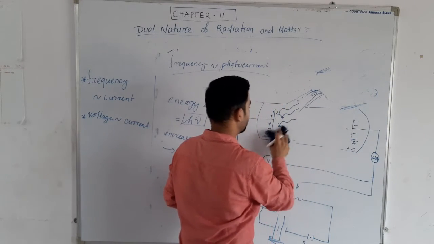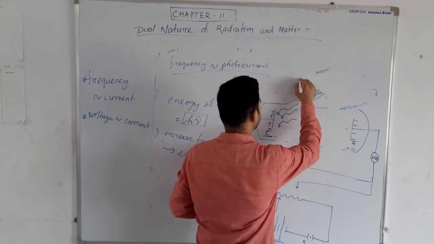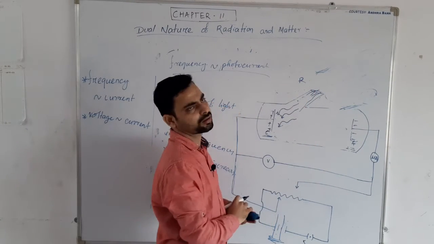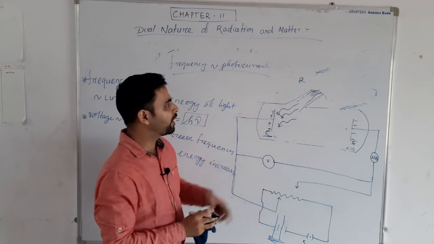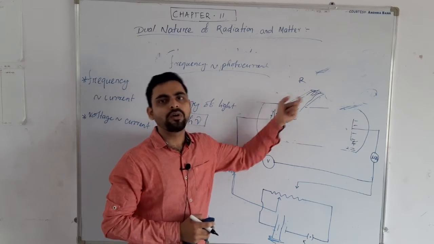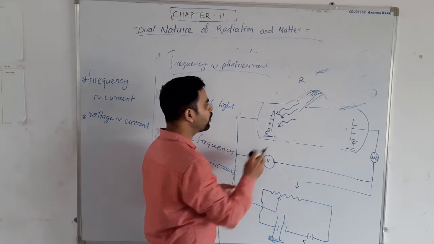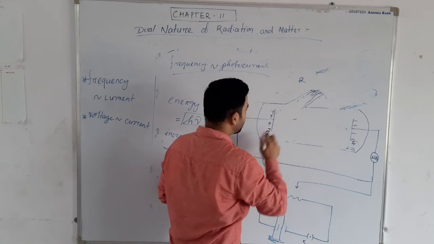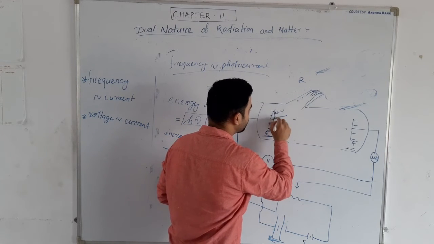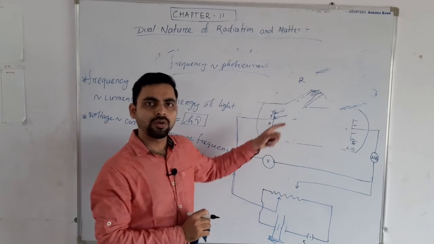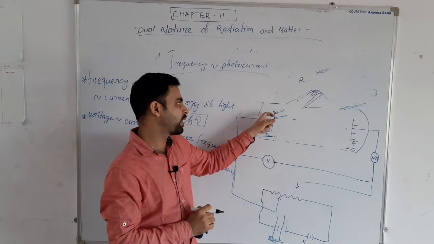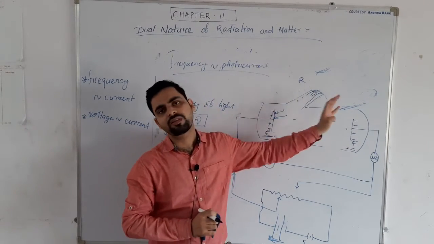देखिए, suppose I will apply red color. That means it has low frequency. The light has low energy. So what will happen? The light falling on this plate has low energy. It does not have sufficient energy to move the electrons from this metal plate.